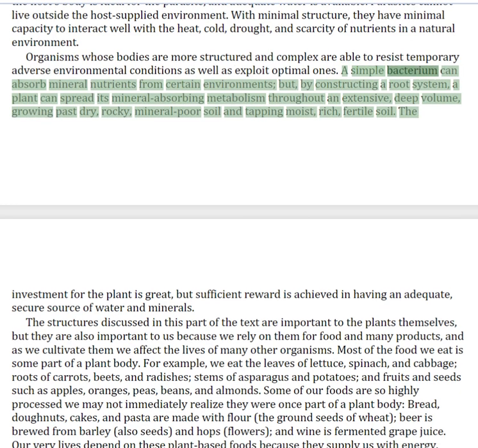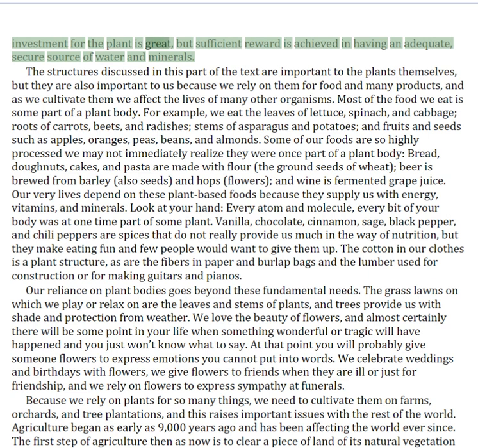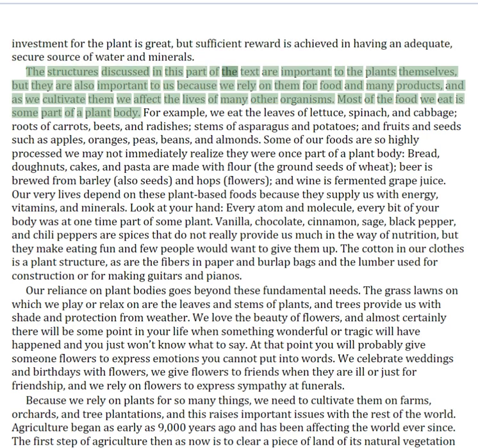A simple bacterium can absorb mineral nutrients from certain environments, but, by constructing a root system, a plant can spread its mineral-absorbing metabolism throughout an extensive, deep volume, growing past dry, rocky, mineral-poor soil and tapping moist, rich, fertile soil. The investment for the plant is great, but sufficient reward is achieved in having an adequate, secure source of water and minerals.